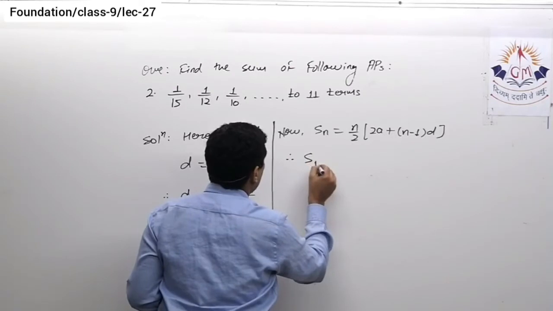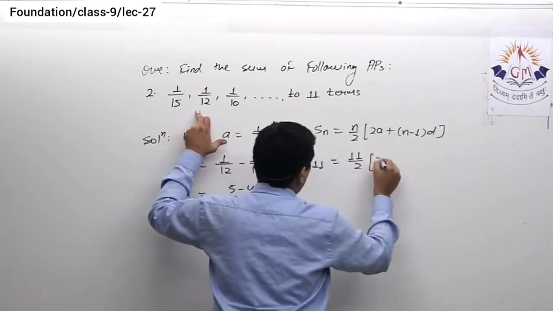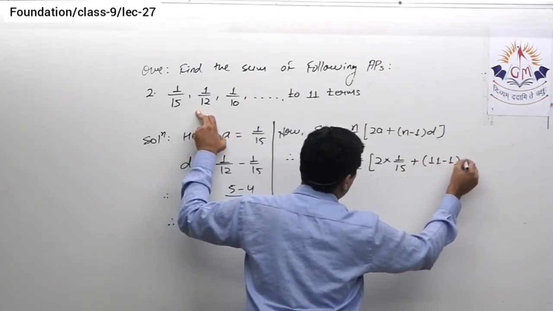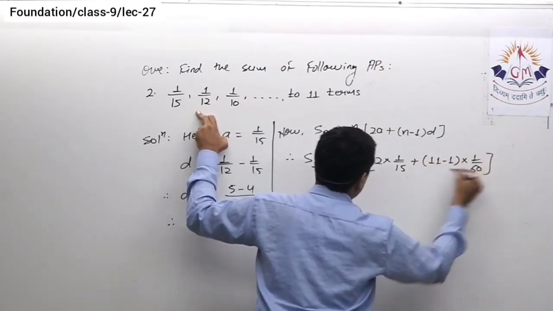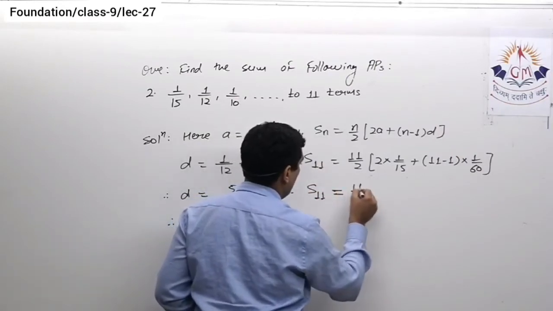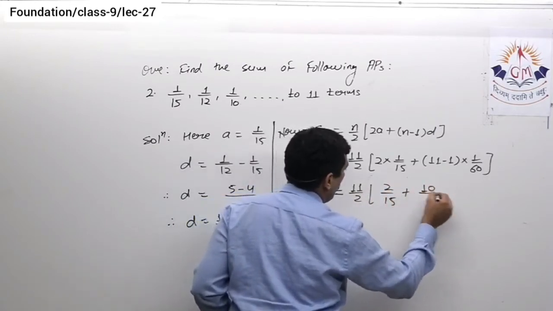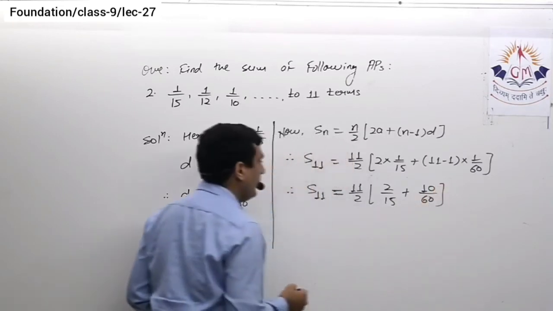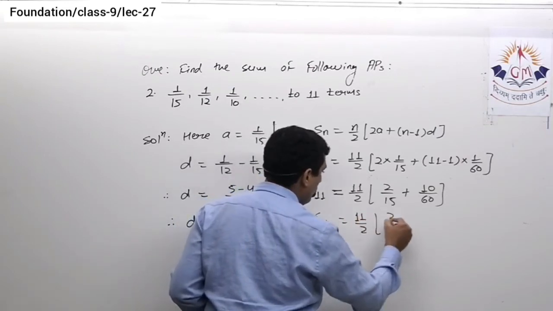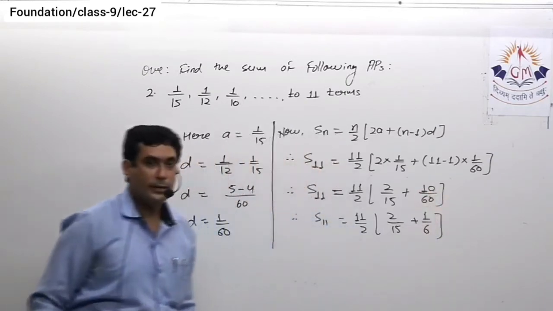So S11 is equal to 11 by 2, 2 into a, that is 1 upon 15, plus 11 minus 1 into d, that is 1 upon 60. So S11 is equal to 11 by 2, 2 upon 15 plus 10 upon 60. So S11 is equal to 11 by 2, 2 upon 15 plus 1 upon 6, cancelling the 0 and 0.